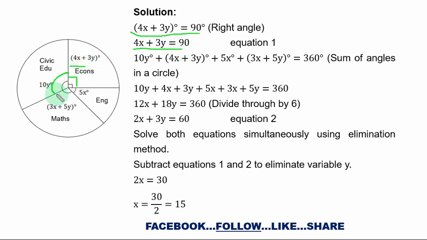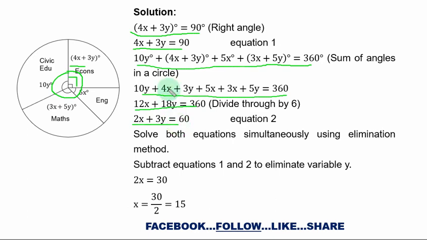Again, if you add all the angles in the circle, the sum is equal to 360 degrees. If you open the brackets, you have this result. If you add like terms, you have this result. Divide through by 6, you have 2s plus 3y equal to 60. That is equation 2. Solve both equations simultaneously using the elimination method.